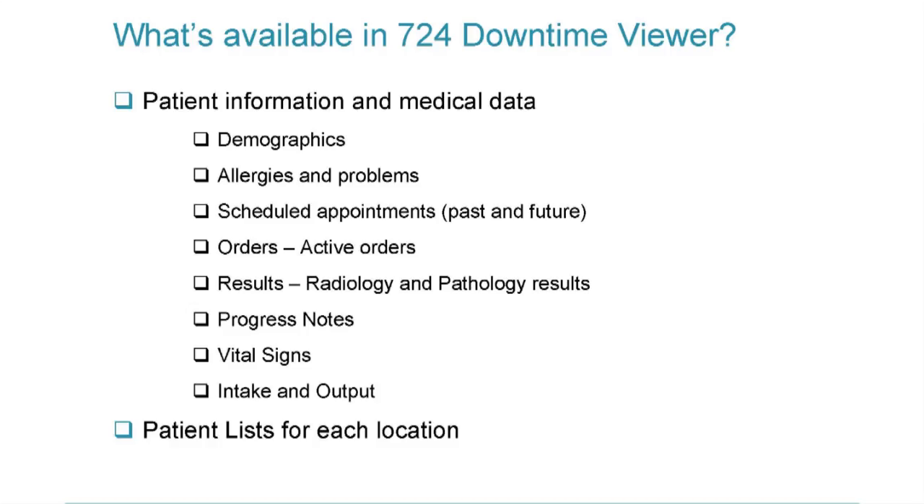Allergies and problems, another really important one. With the patient demographics, next of kin details are also available, which is really important. Orders, scheduled appointments, past and future. Results from radiology and pathology, progress notes, vital signs, intake and output, and patient lists. So you're able to sort in the Downtime Viewer a list of patients based on your location.